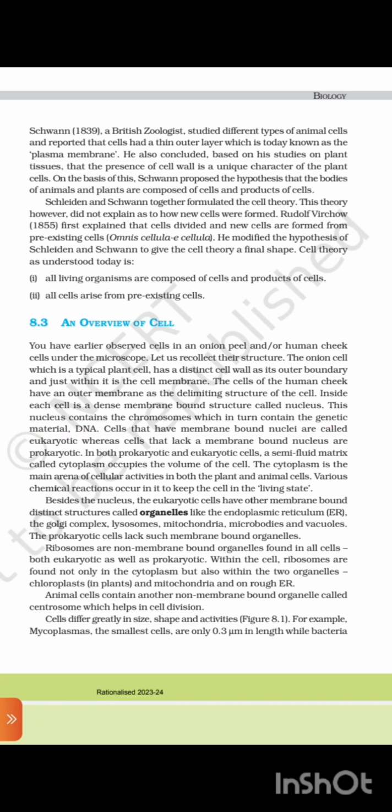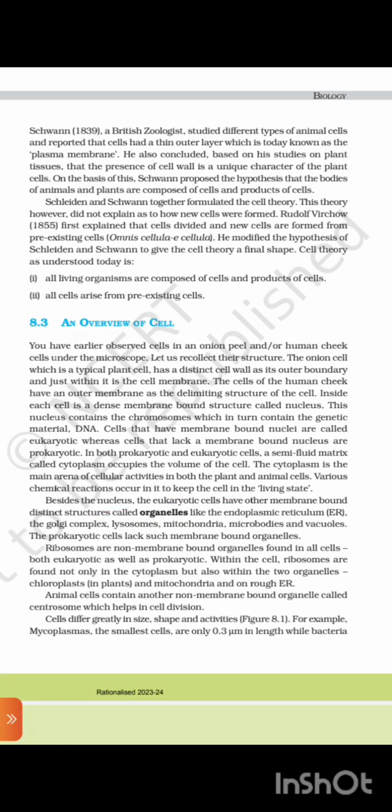Cells that have a membrane-bound nucleus are called eukaryotes, whereas cells that lack a membrane-bound nucleus are called prokaryotes. In both prokaryotic and eukaryotic cells, a semi-fluid matrix called cytoplasm occupies the volume of the cell. The cytoplasm is the main arena of cellular activities in both plant and animal cells. Various chemical reactions occur in it to keep the cell in the living state.